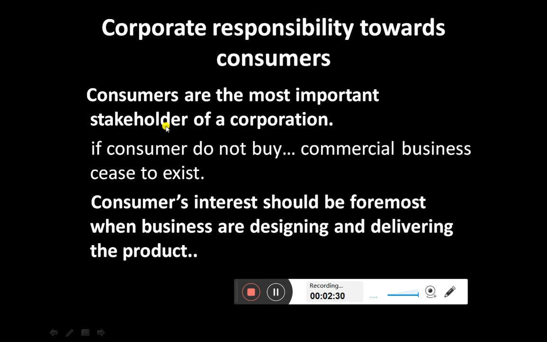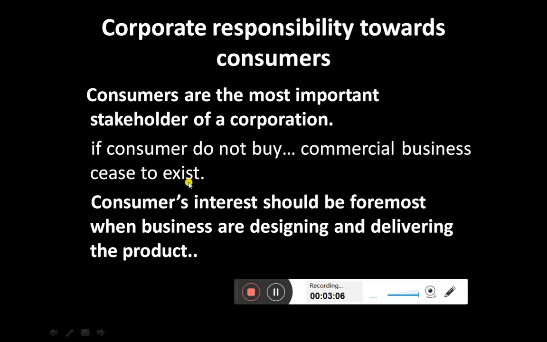For example, if consumers in any state boycott the company's product, what will happen? Definitely the company will be totally stuck. So the consumer buying behavior has a clear and direct impact on organizational transactions. If consumers boycott the product of a company, the business will definitely cease to exist.